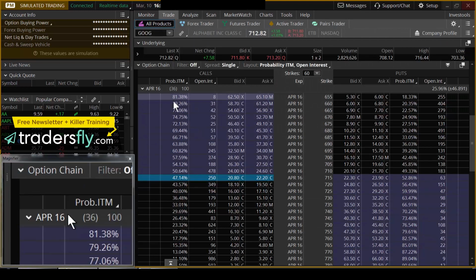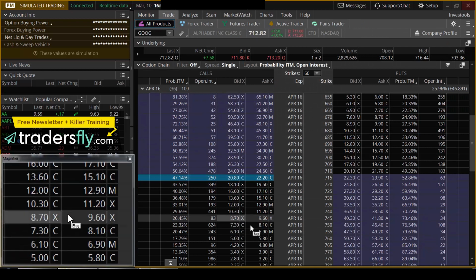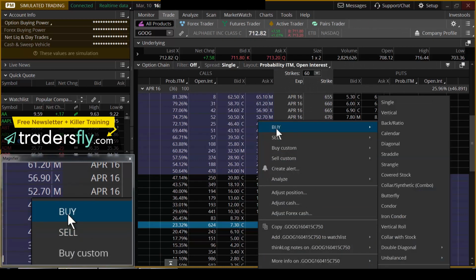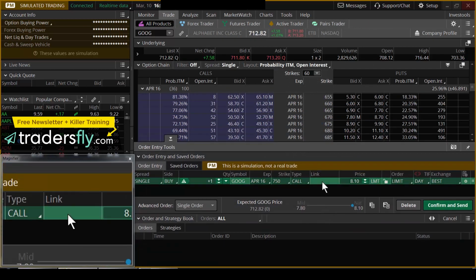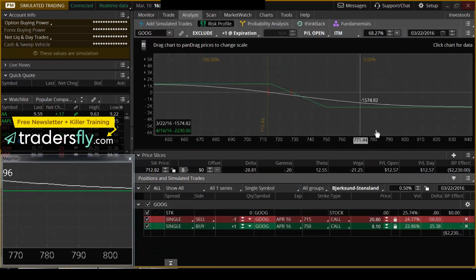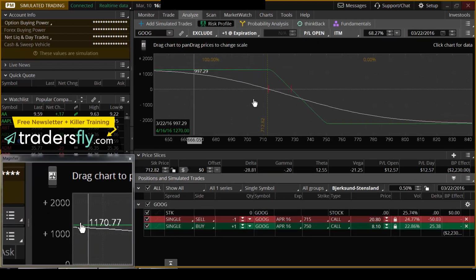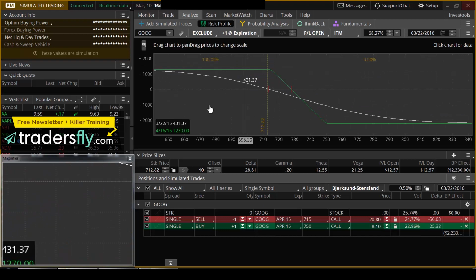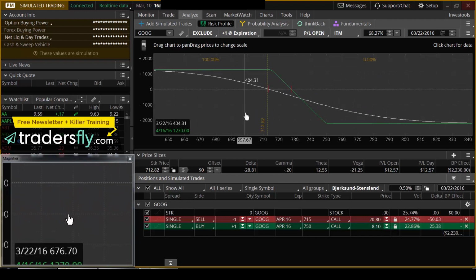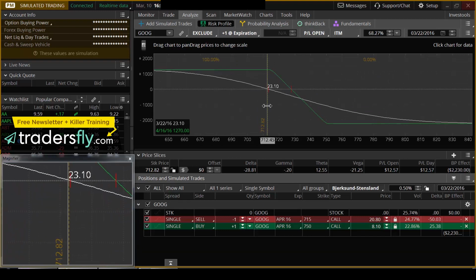Well, what can I do? I could go ahead and buy protection, buy another one further out. I could buy one single over here, and this will cap it. This is called a vertical spread. And now I make money as that stock heads to the downside or stands still.